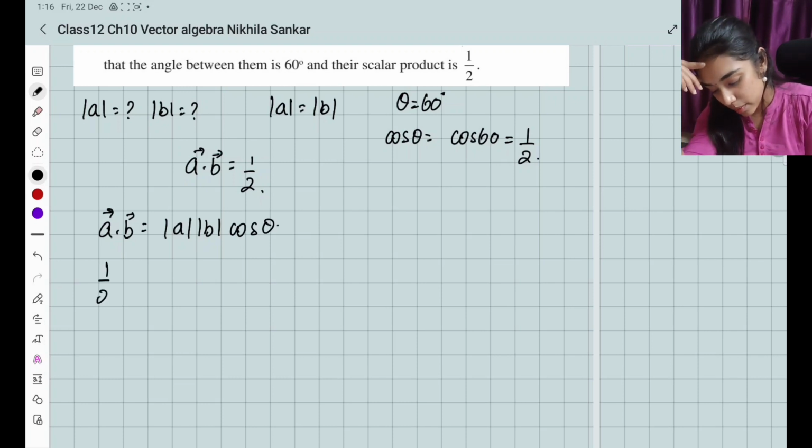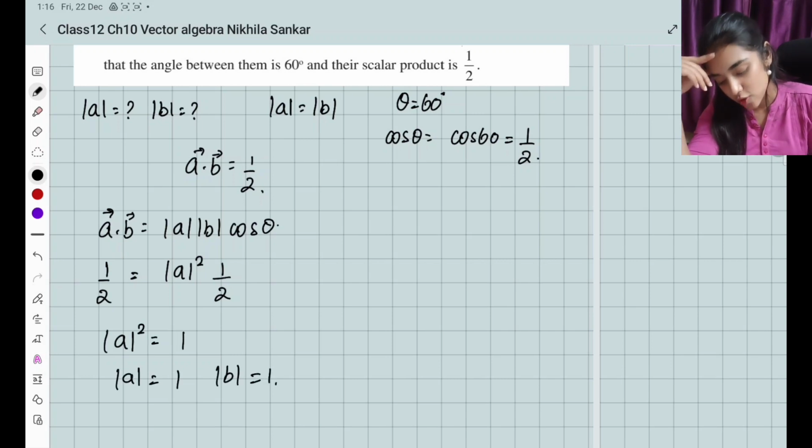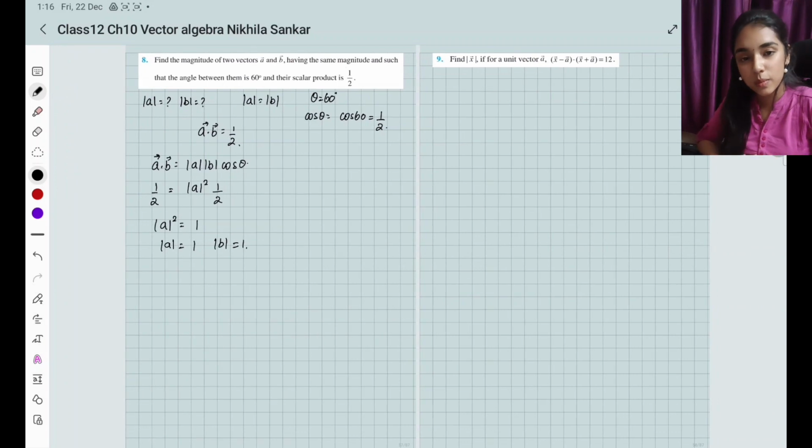அப்போ நம்ம என்ன பண்ணலாம்? 1 by 2 equals mod A the whole square times cos 60, which is also going to be 1 by 2. So I see that mod A the whole square is 1. So mod A equals 1 and mod B is also going to be 1. அவ்வளவுதான். Simple word problems தான். But dot product ஓட formula வச்சு போட போறோம். Okay? Please copy.